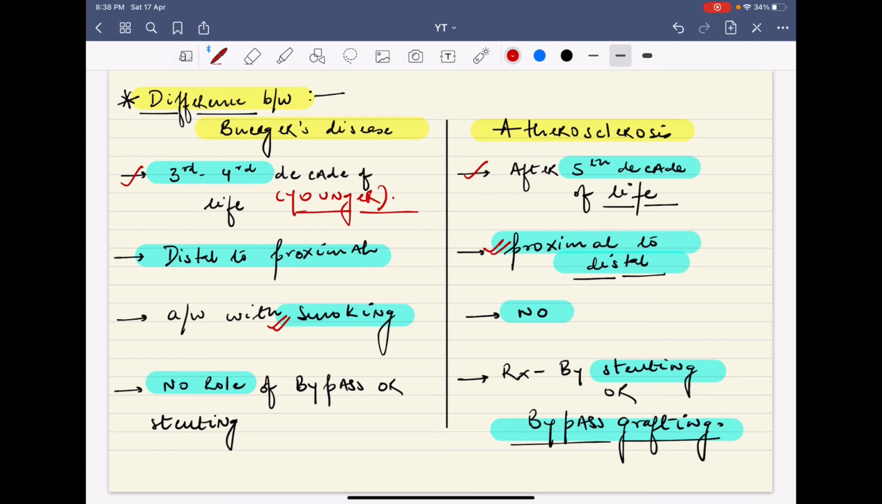There is no role of bypass and stenting in Buerger's disease, while the treatment of choice in atherosclerosis is stenting or bypass grafting. Why no role of bypass and stenting in Buerger's? Because, you know, it progresses from distal to proximal, so there is no role of such bypass and stenting.